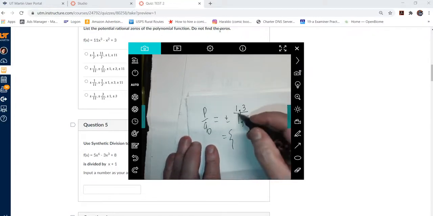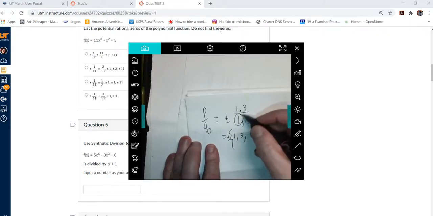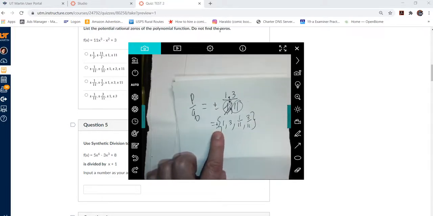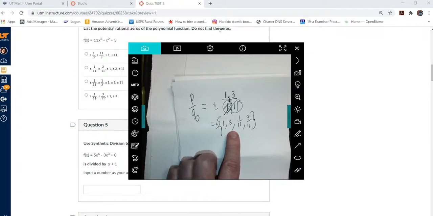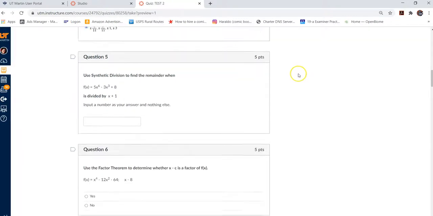So I could have plus or minus 1 over 1, plus or minus 3 over 1, then plus or minus 1/11th, and plus or minus 3/11ths. So this is my list: plus or minus 1, plus or minus 3, plus or minus 1/11th, and plus or minus 3/11ths. And that is matching up with this last selection here. So we had to know the rational zeros theorem to do that one.